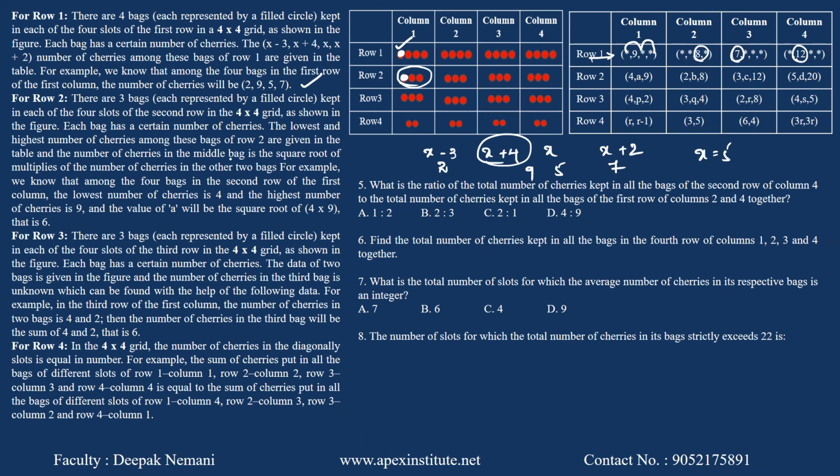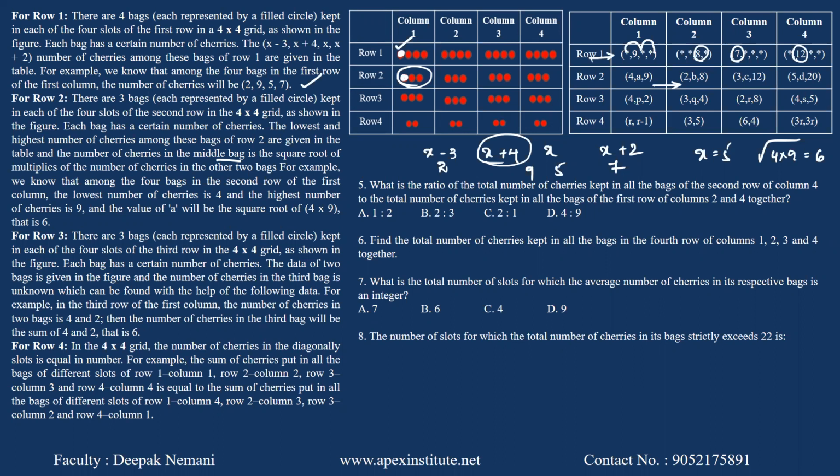And the number of cherries in the middle bag is the square root of the product of the number of cherries in the other 2 bags. For example, among these bags in the second row of the first column, the lowest number of cherries is 4, the highest is 9. So the number of cherries in the other bag will be under root 4 into 9, which is equal to 6. The same logic will be applied for all the bags in this row. So we can find the values of A, B, C, and D.